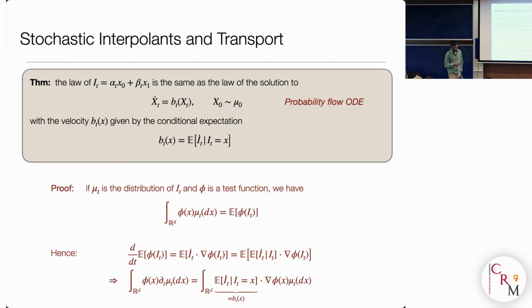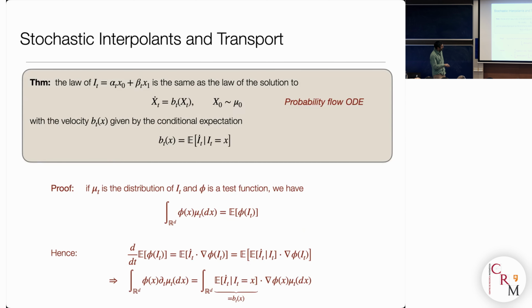It's essentially the chain rule and the tower property of conditional expectation. If you look at the law of the interpolant, by definition it's the distribution such that if you take expectation against it, you get the expectation over the interpolant. If you take the time derivative of this and use the chain rule, you get this line. If you use the tower property of the conditional expectation, you can replace that term by its conditional expectation under the expectation.